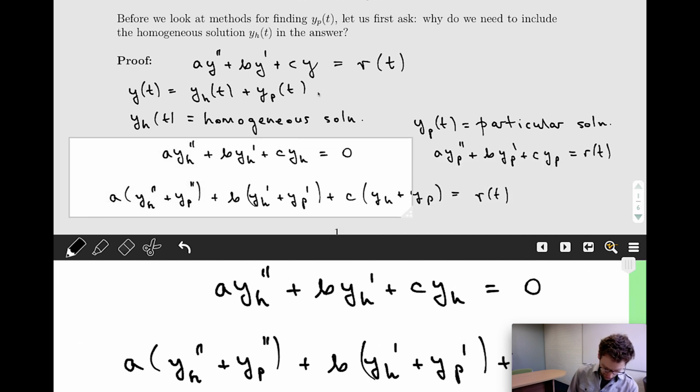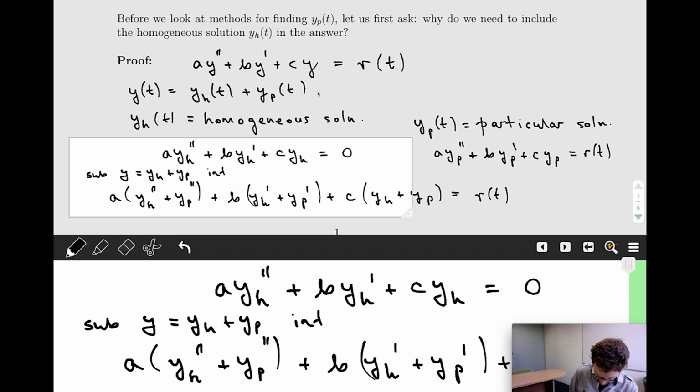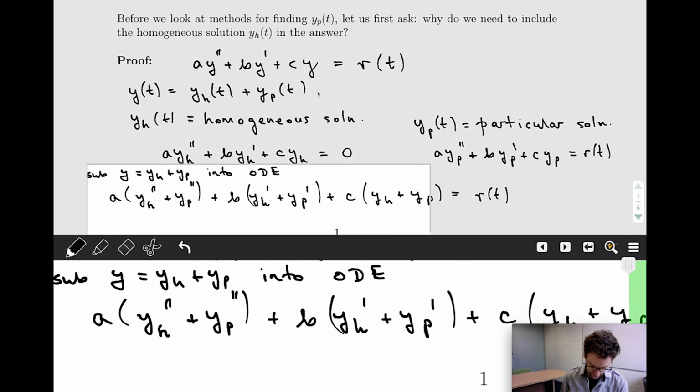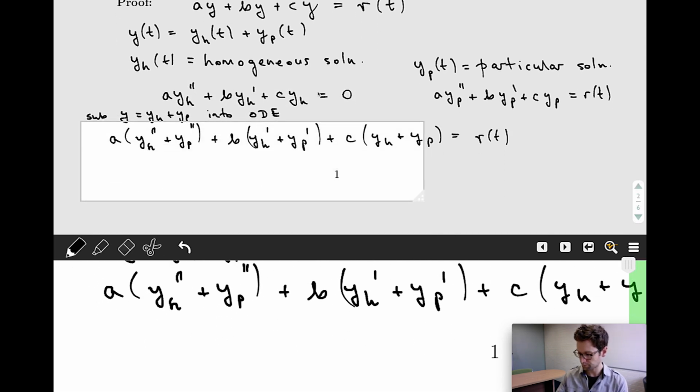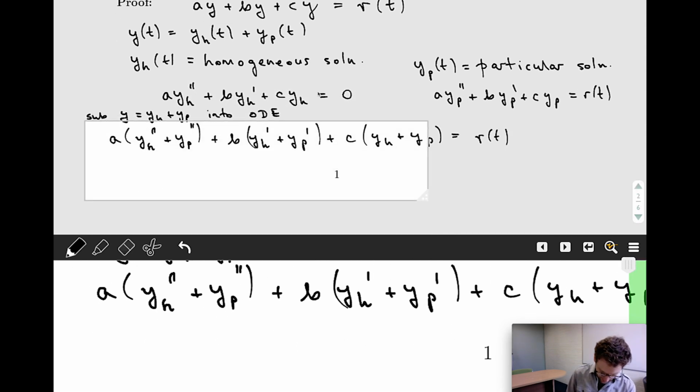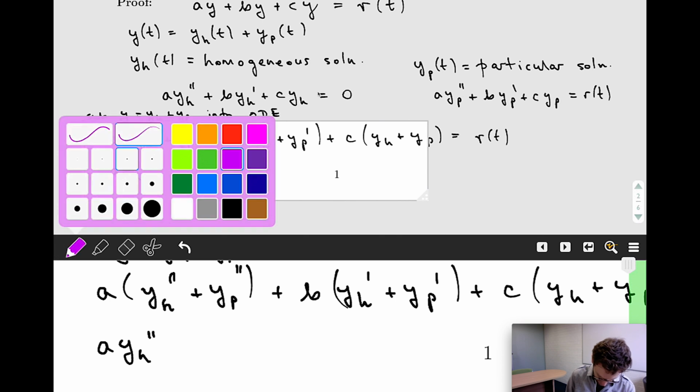So this is just substituting y is equal to yh plus yp into my ODE. And if we can show that both sides balance out, then that is indeed a solution. So let's prove that. So if I rearrange all the terms here so that I have all the y subscript h terms, let's underline them in purple.